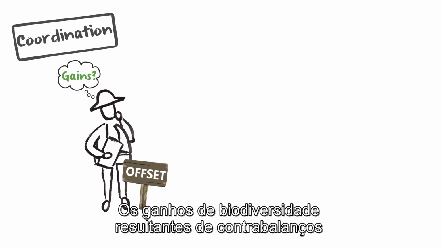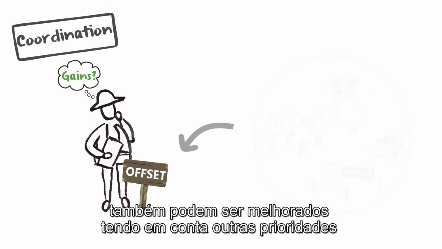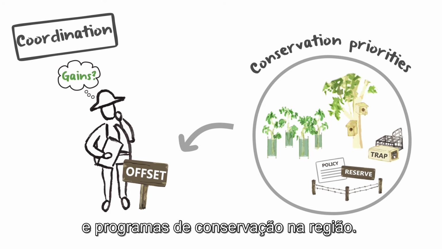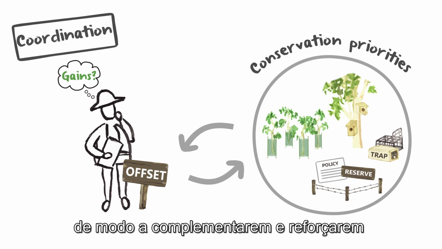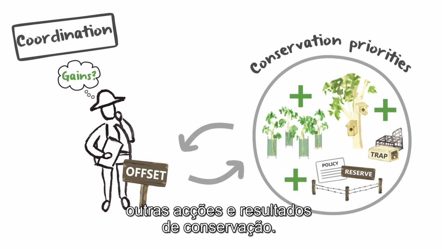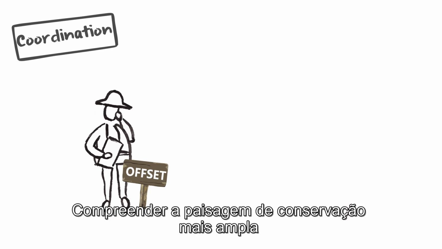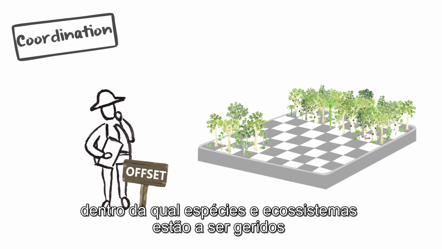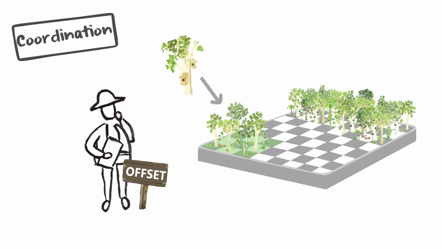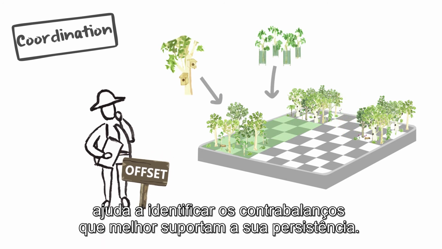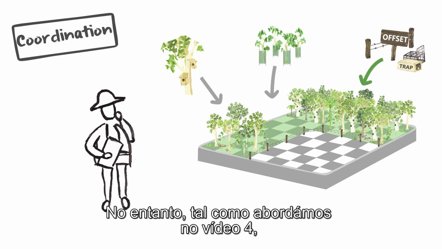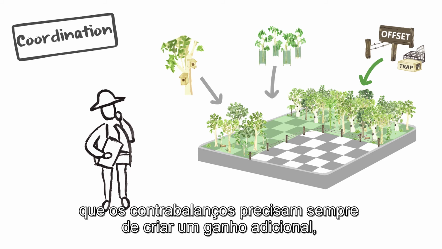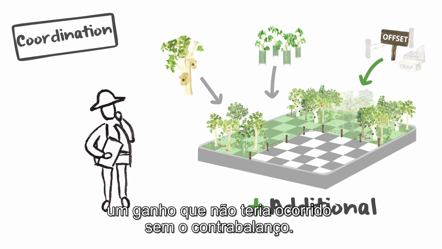Biodiversity gains from offsets can also be improved by taking into account other conservation priorities and programs in the region. This way, offsets can be strategically designed so that they complement and strengthen other conservation actions and outcomes. Understanding the broader conservation landscape within which species and ecosystems are being managed helps to identify those offset designs that best support their persistence. However, as discussed in video 4, it's also important to remember that offsets always need to create an additional gain, one that would not have occurred without the offset.